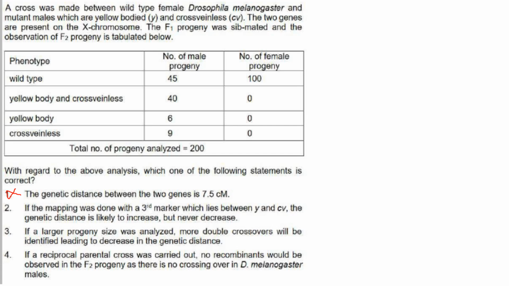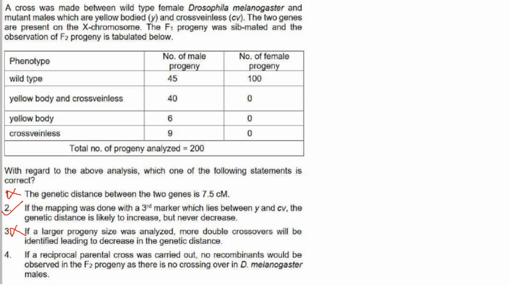If the mapping was done with a third marker which lies between Y and C, that is between the yellow body and cross veinless, that is a 3-point cross was conducted. The genetic distance is likely to increase but never decrease. That is correct. If it was a 3-point cross, then genetic distances will increase but not decrease. If a larger progeny size was analyzed, more double crossovers will be identified, leading to an increase in the genetic distance, not a decrease. So 3 is also not correct.